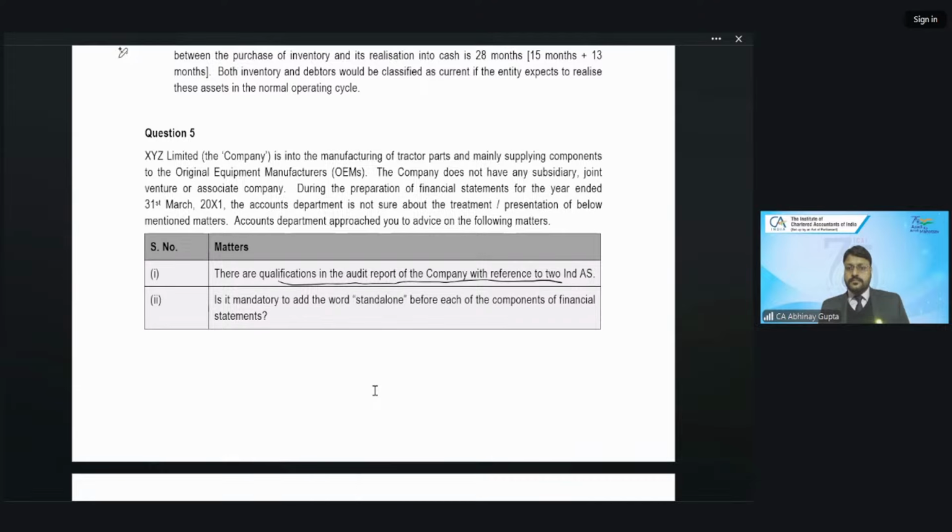Sorry, my network had an issue for the last 1 minute. Okay, so what I was saying is that the company is preparing the financial statements and the accountant at the company is not sure how to deal with these matters. So as an expert, the company is approaching you because you are a chartered accountant, to take your opinion on how to deal with these matters while preparing the financial statements. The first matter is that the statutory auditors have given certain qualifications in their audit report; how those qualifications need to be dealt with by the company.